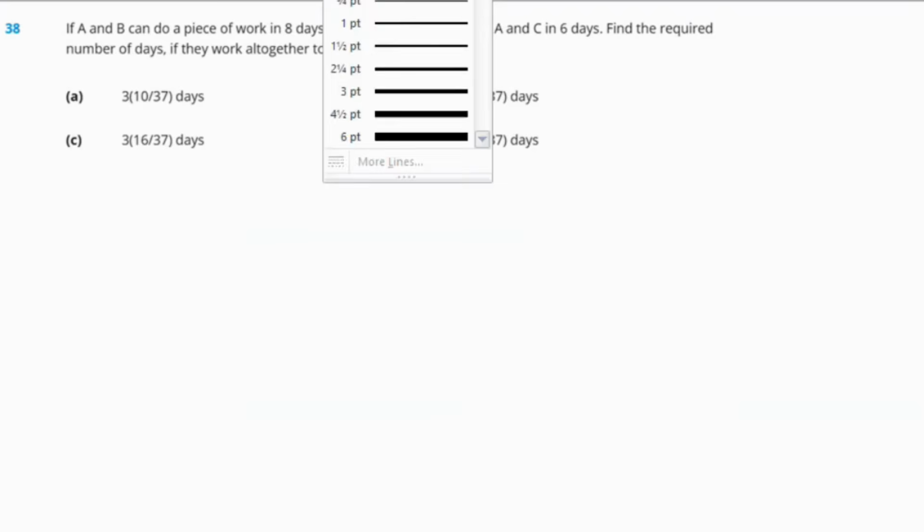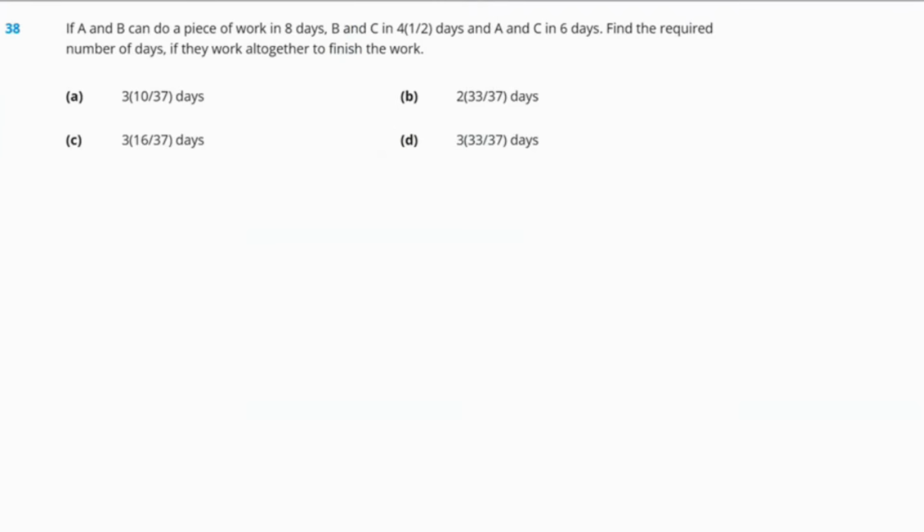Next. If A and B can do a piece of work in 8 days, and B and C in 4 whole 1 by 2 days, which means 4.5 days, and A and C together can finish the same work in 6 days, then we are supposed to find the required number of days if they work together to finish the work. Okay, if they are working together, in how many days will they be able to finish the entire work? That we need to figure out. Okay, so how can we do that?